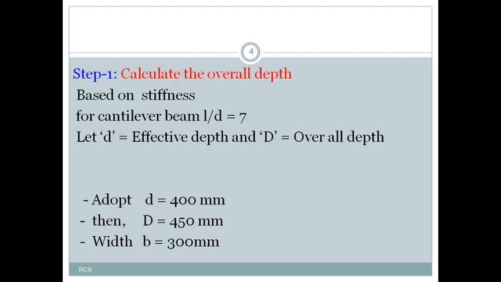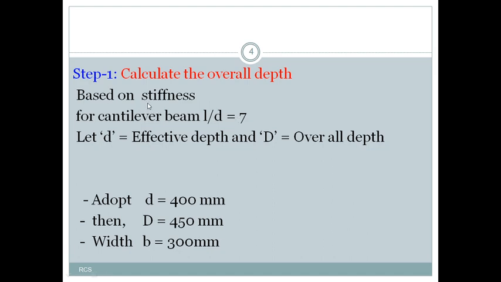So the first step is the calculation of the overall depth. Here we can choose the overall depth based on the stiffness criteria of the beam. So what is the stiffness criteria here? Already we have discussed in our previous classes, that there is some basic value for different kinds of beams. For simply supported beams, the L by d ratio, this is called a basic value, is 20. The L by d ratio is 7 for a cantilever beam. Like that, we have seen in our previous tables of IS 456 2000.